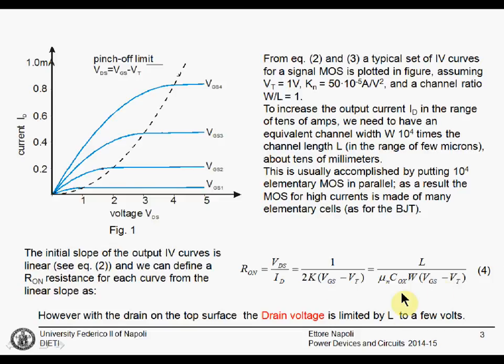In this relation, you see that in order to reduce the resistance, you need to increase W. It seems that we can also simply increase VGS minus VT, but this is not possible over a certain value because the oxide has a limited voltage capability. And also because when the VGS is much larger than VT, there is a saturation of the mobility, a reduction of the mobility, and this means that in the end, you cannot reduce the on-state resistance by simply increasing VGS.